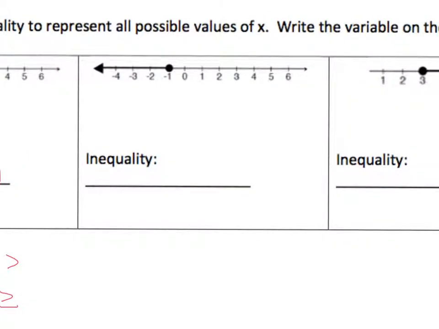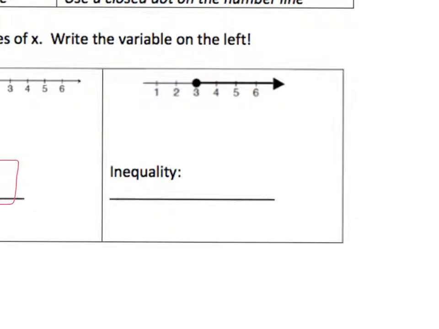For number 2, it's got a closed circle, so I know it's either going to be less than or equal to or greater than or equal to. And again, start with x, and the arrow shades over numbers that are smaller than -1, so x is going to be less than or equal to -1. And number 3, again, it's closed, so it's either going to be greater than or equal to or less than or equal to. And since the numbers are bigger than 3, x is going to be greater than or equal to 3.